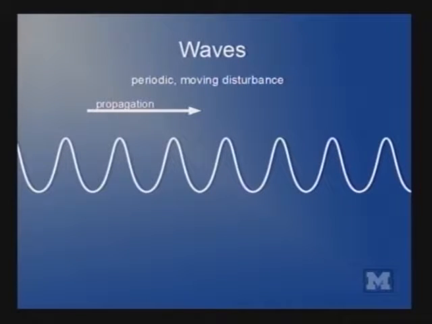So if one water molecule is moving up, then a little bit later, the next one next to it is going to be moving up, and then the next one next to it is going to be moving up. So that's what I mean by the disturbance moving side to side. But any given particle only moves up and down.